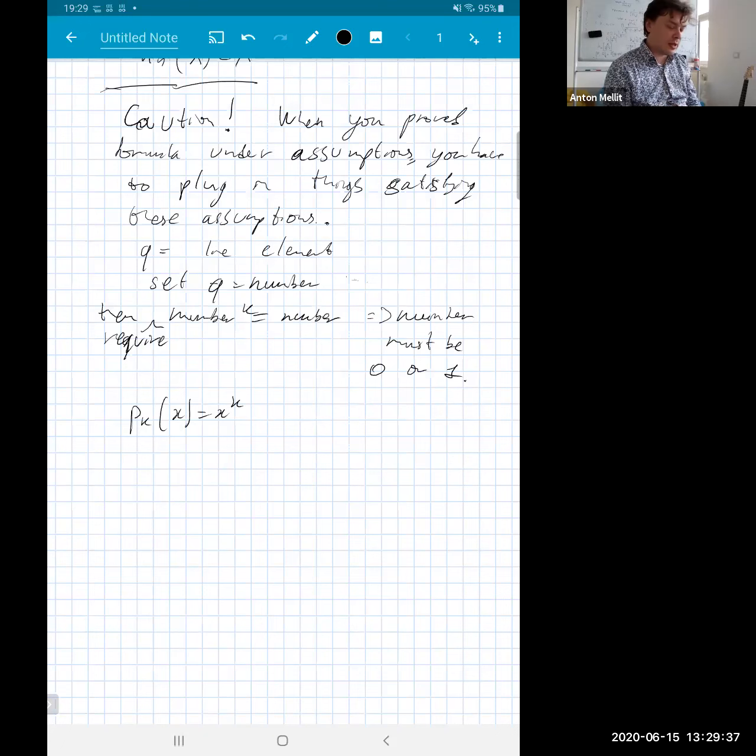Now suppose I want to plug in numbers, elements of Q. On numbers, pk acts identically because pk is supposed to be a ring homomorphism. So if x is a number, then x equals x to the k. If x is both a number and a line element, then x must be equal to 0 or 1. That's what I'm saying. Okay.